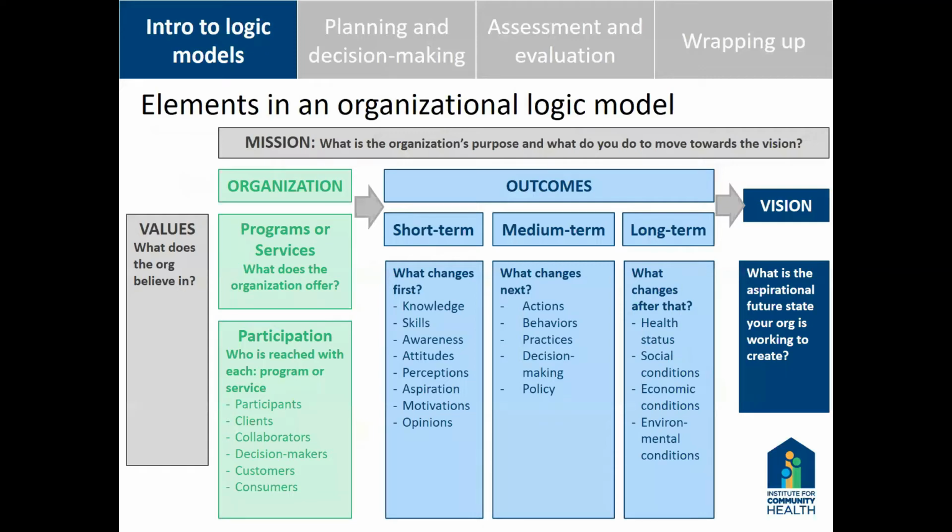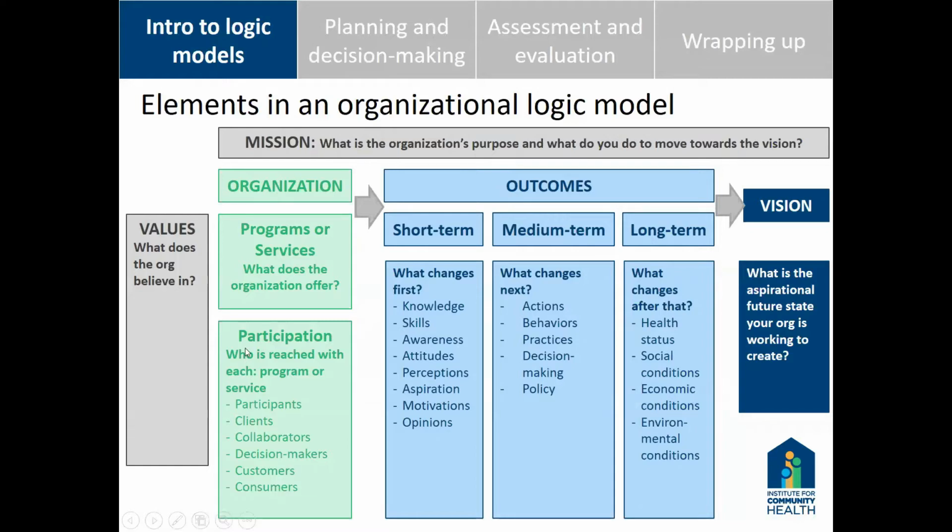All right, so this is the organizational level logic model. As you'll see here, the org logic model is very similar to the program logic model, only it's broader, and it does have a couple other items. So here on the left, I believe everyone's left, we have organization, and under organization we have programs or services. So what does the organization offer?